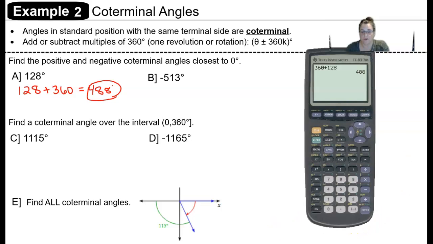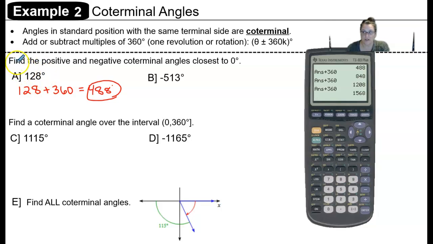And that would be a positive coterminal angle with 128 degrees. If I were to add another 360, 848 would also be coterminal with 488 and 128. I can keep adding revolutions around the circle, as many as I want. All of these angles, 1,568 degrees, 1,208 degrees, 848 degrees, 488 degrees, they are all coterminal with 128 degrees.